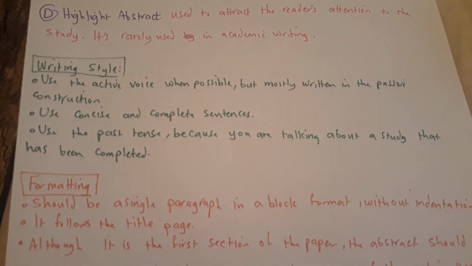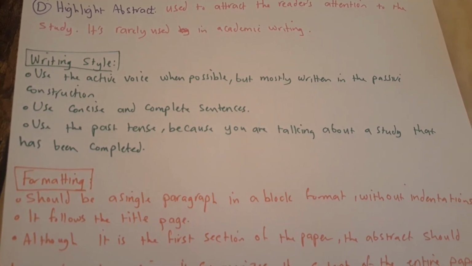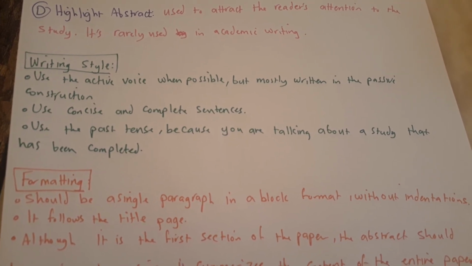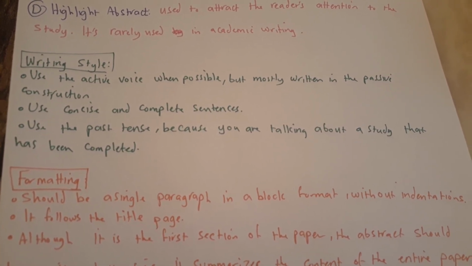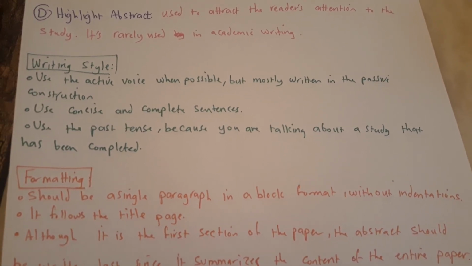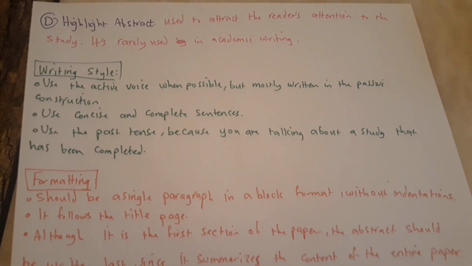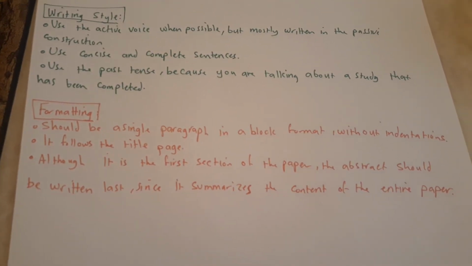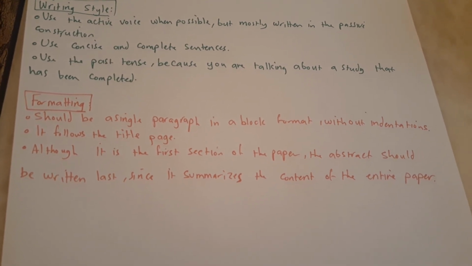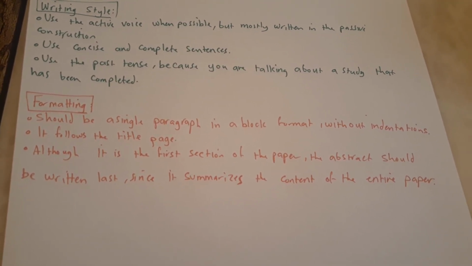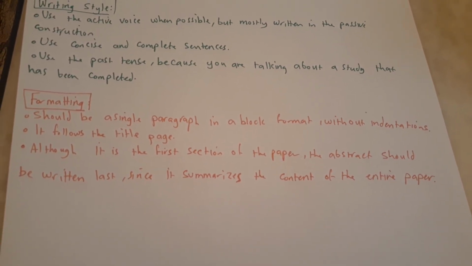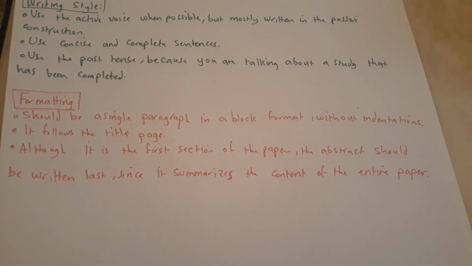Now, let's talk about the style. You should use active voice when it is possible, but mostly we will use the passive construction. You have to use concise and complete sentences. Use the past tense because you're already talking about something that is complete and finished. And about the formatting, it should be a single paragraph. It should look like a block. It follows the title page, and even though it is the first section in the paper, it should be written at the end of your paper.